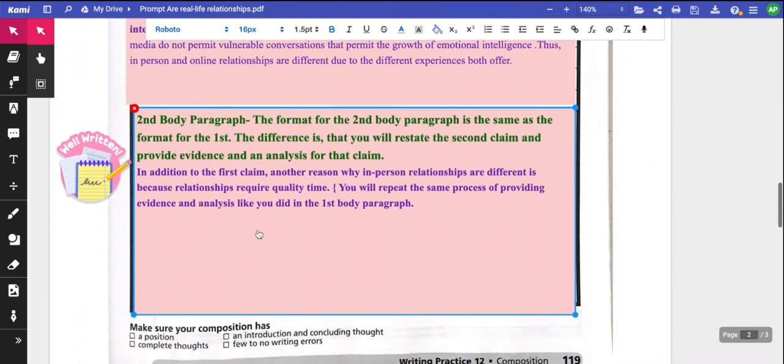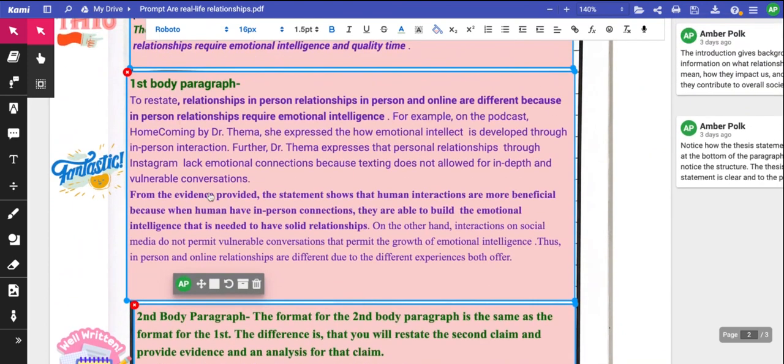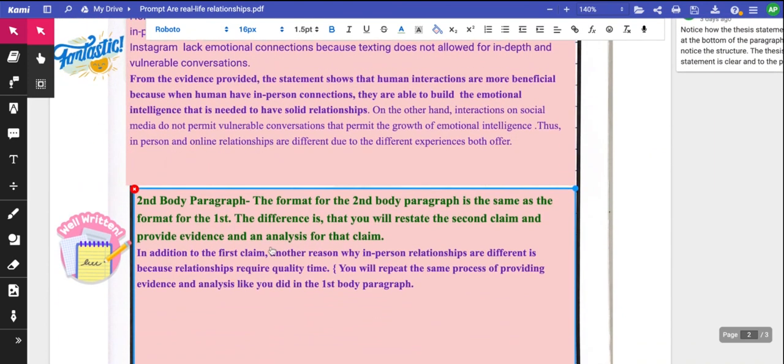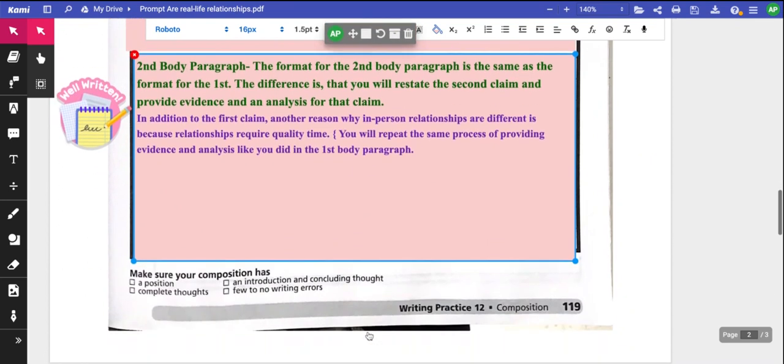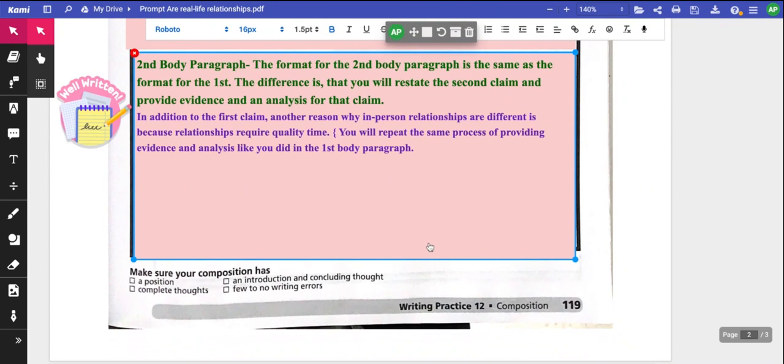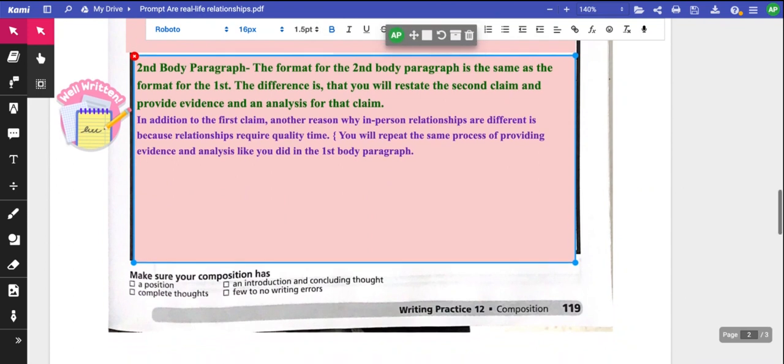The second body paragraph format is going to be the same as the first one, except you're going to be using the second claim instead of the first claim. You will restate the second claim, as I did here. In addition to the first claim, another reason why in-person relationships are different is because relationships require quality time. So I just restate the second claim. I will give evidence and analysis for that, and then that's it. Your conclusion will be an overall wrap-up of your overall argument.